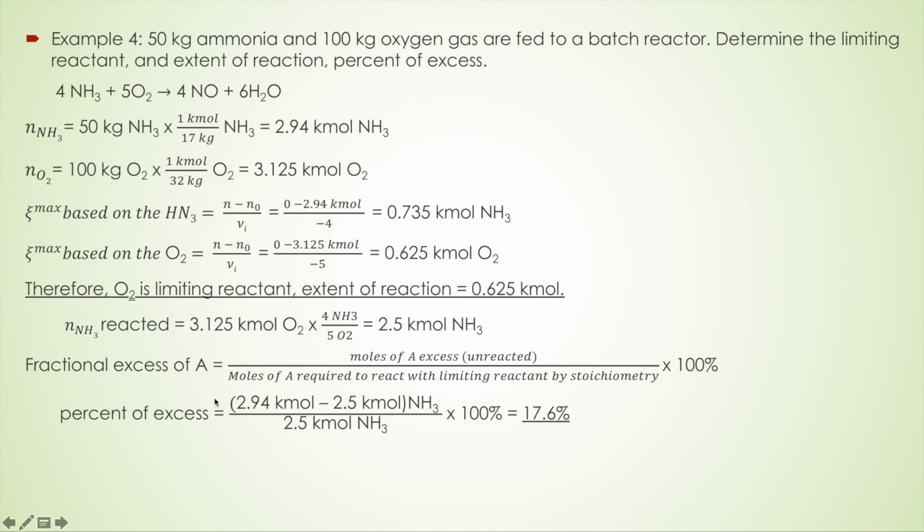And the moles of ammonia in excess is simply the moles of ammonia fed minus the moles of ammonia reacted. Therefore, it's 2.94 kilomole in the fresh feed minus 2.5 kilomole ammonia reacted. Then you get the moles of ammonia in excess divided by the moles of ammonia reacted with the limiting reactant. In this case, it's 2.5 kilomole. Then it's asking for percentage, therefore times 100%. Then you get 17.6%.